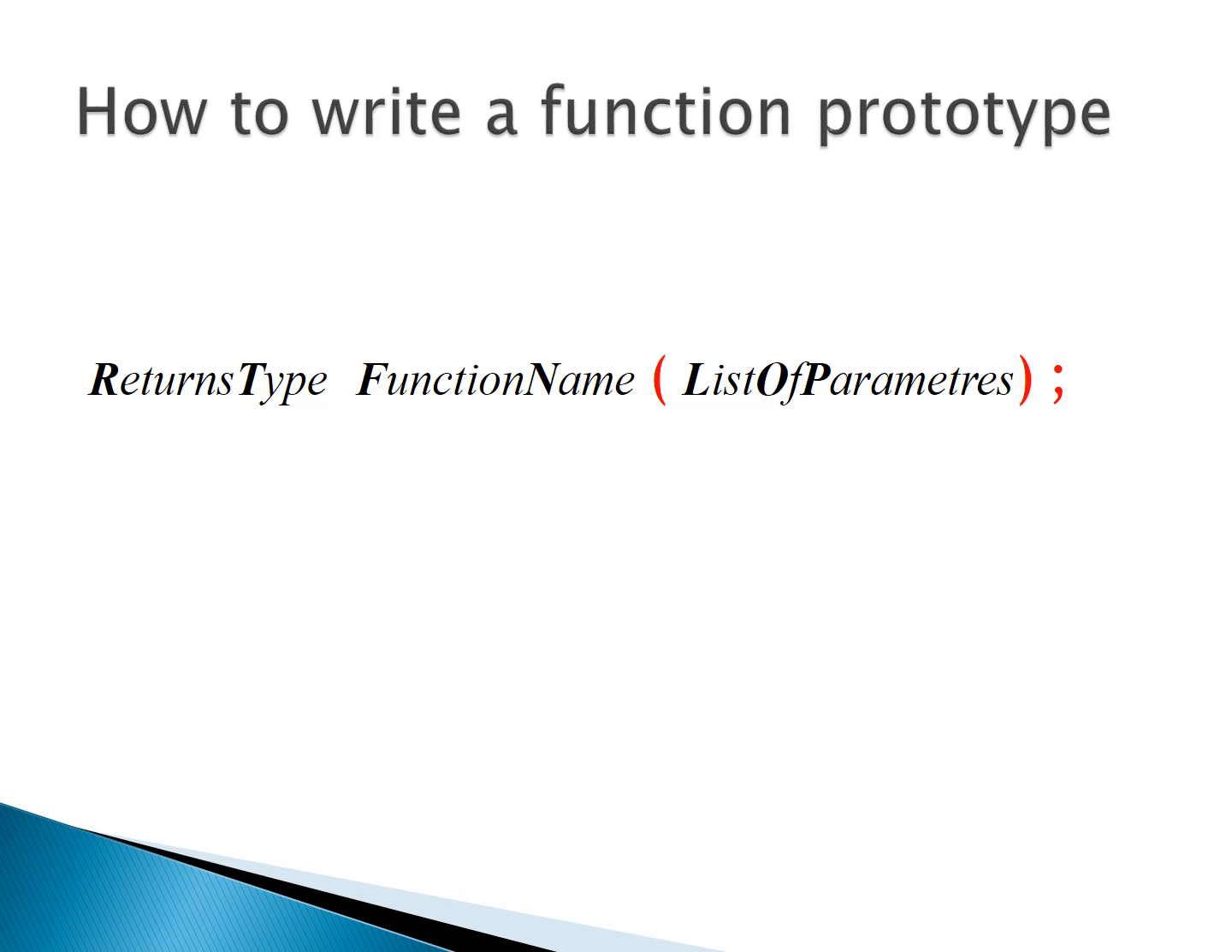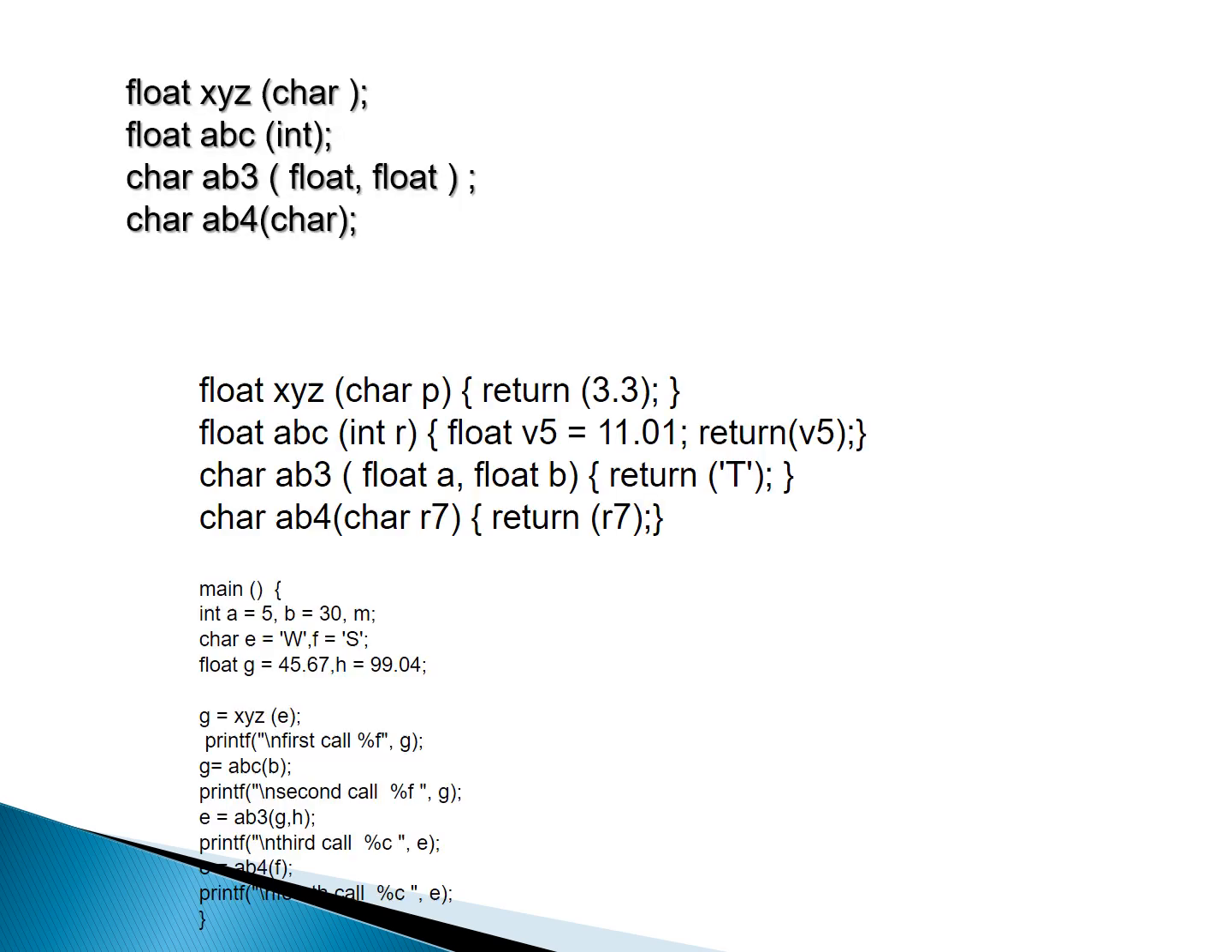It is very simple to write a function prototype. You should write the return type, function name, list of parameters, and a semicolon. So that's the prototype. This is also called a function declaration, or function prototype. They're the same. We have to write these declarations before the main function, so the compiler knows at the beginning.